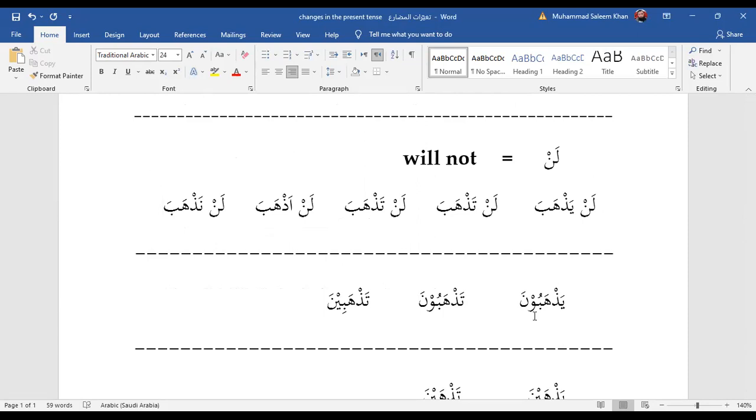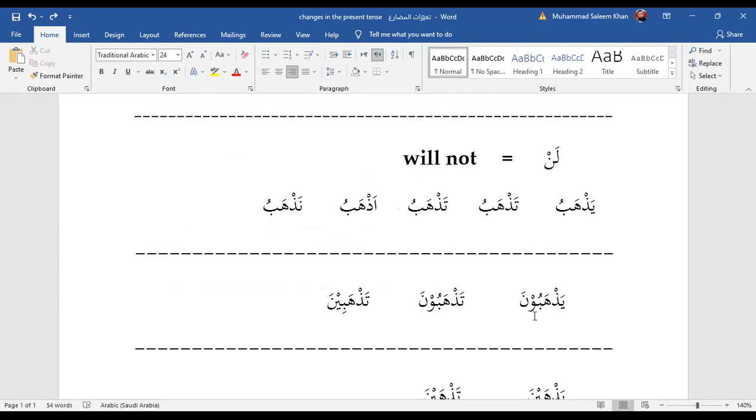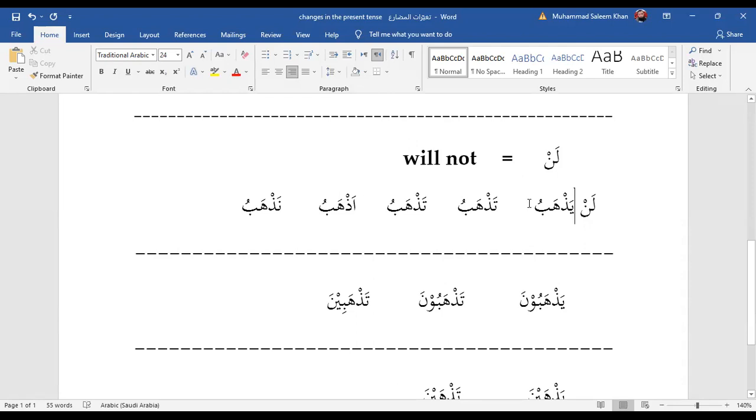What happened here is basically I needed to Control Z, no problem. You can see here that the original forms were يذهب تذهب تذهب أذهب ونذهب. When we add لن, it becomes لن يذهب. The rest I believe we don't need to go through because you know how to do it, right? Similarly, لن تذهب, she will not go. لن تذهب, you will not go. لن أذهب, I will not go. And لن نذهب, we will not go.